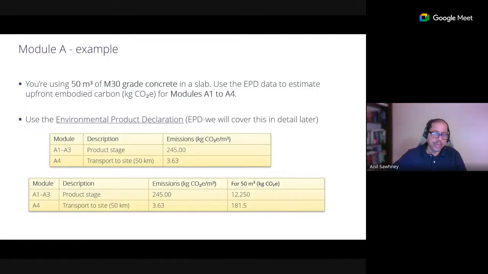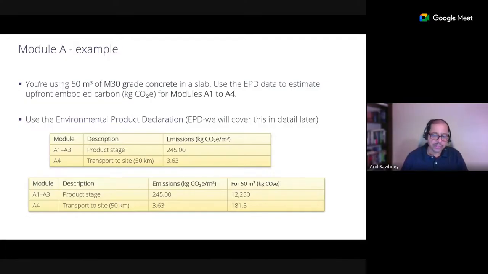So you have a module A example in which, let's say, again, a residential project, you're using 50 cubic meters of M30 grade concrete in a slab. Okay, you are the assessor. You have to do calculations for A1, A2, A3, A4. That is your product stage and the transport from the ready mix plant to the construction site. So you're basically going to be doing A1, A2, A3, A4 calculations.